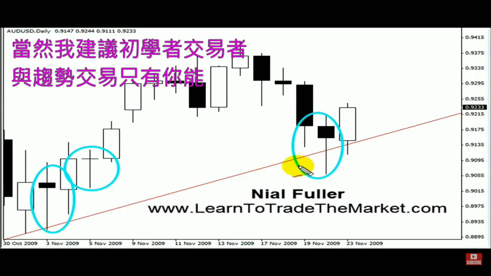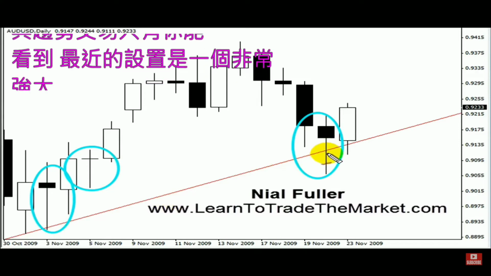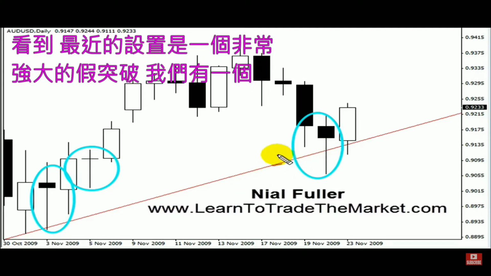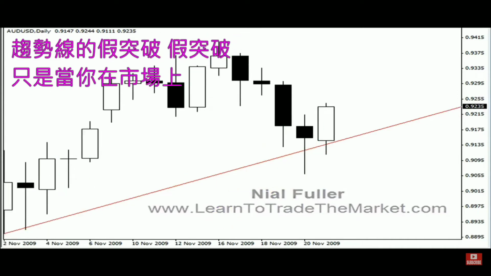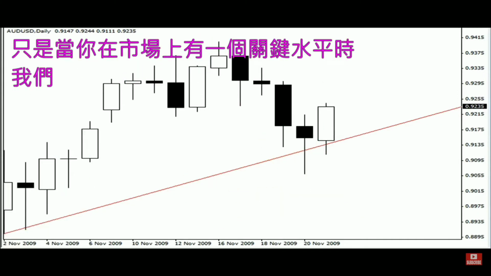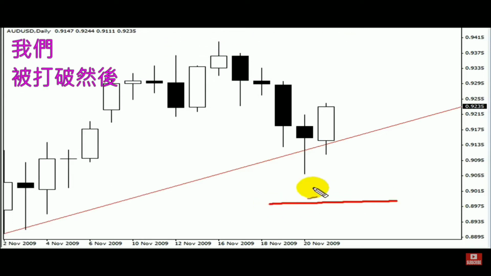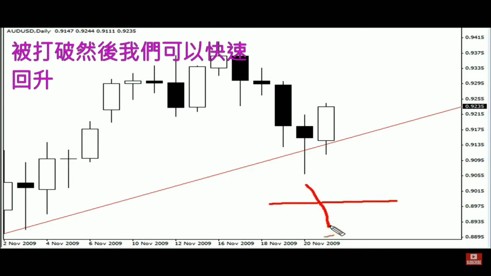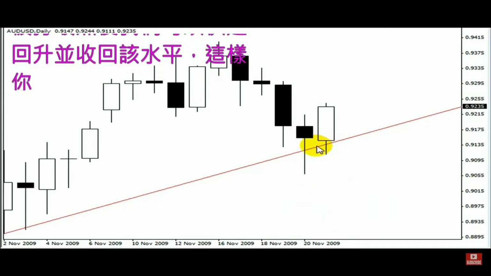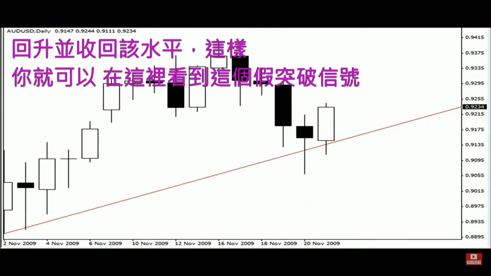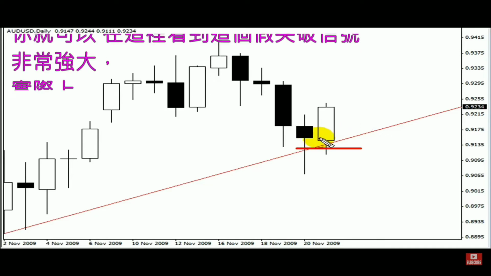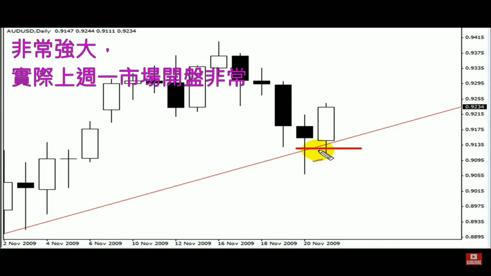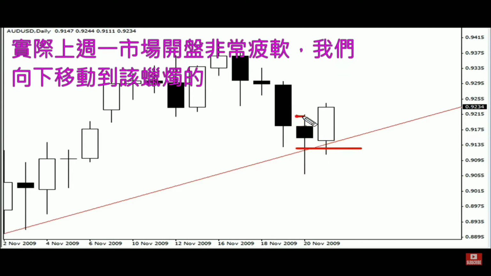You can see that this recent setup here is quite a powerful false break. We had a false break of the trend line. A false break is simply when you have a key level in the market which is broken, and then we quickly shimmy back up and reclaim that level. So you can see this false break signal here, very powerful, and the market opened up on Monday quite weak in fact, and we moved down to the 50% area of this candle.